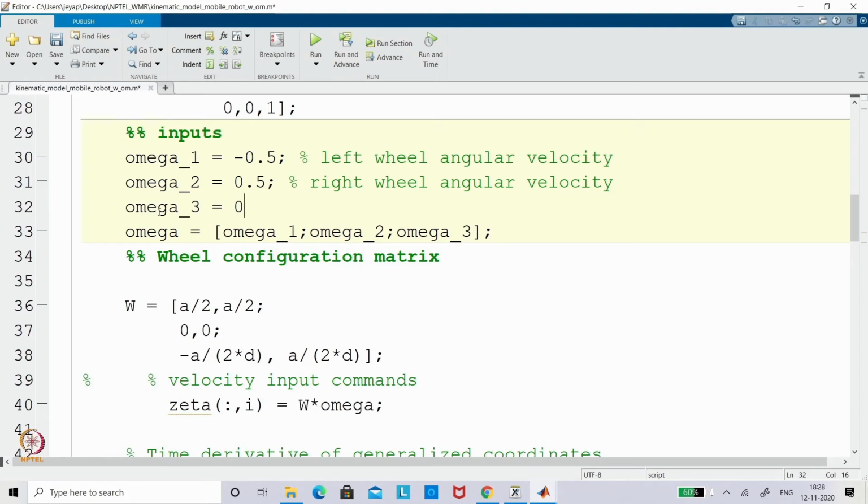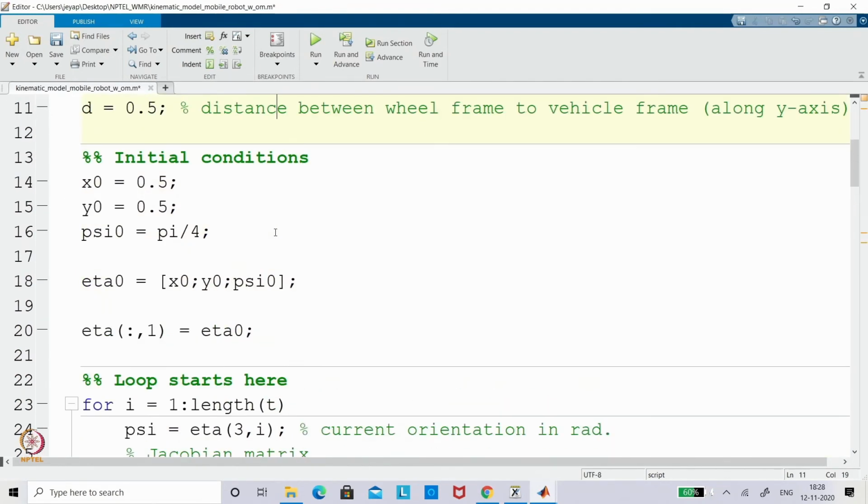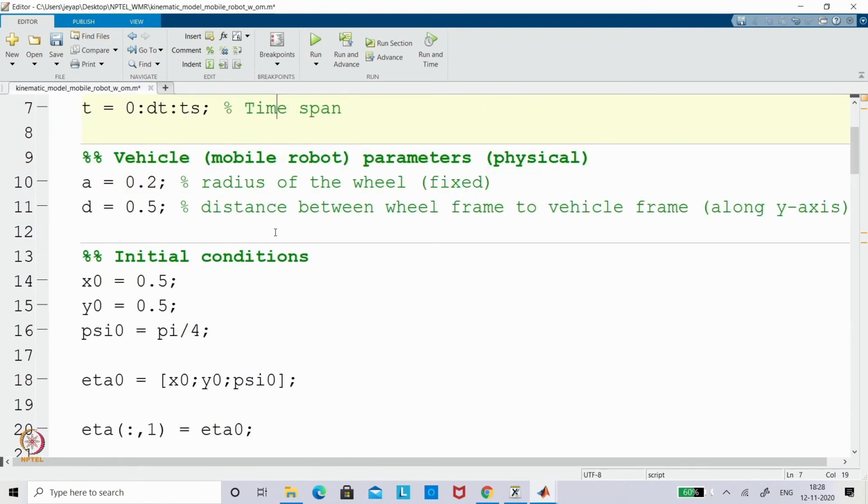So I will just take it, this is also 0.5. So now this would be having 2 things. So what 2 things? The distance is actually between the wheel frame and the vehicle frame. Now I call it L. Okay, so now this is what we have used.